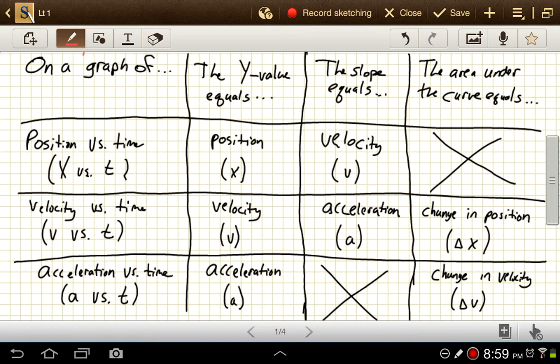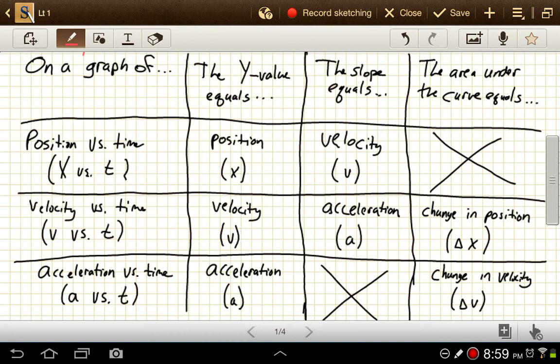So anytime we have a positive y value, our object is moving in the positive direction. A negative y value means we have an object moving in the negative direction. So the y value here is velocity. The slope of this, that's how rapidly velocity changes with respect to time. Well, that was the definition for acceleration. And then the area under this curve, that's going to be the velocity.